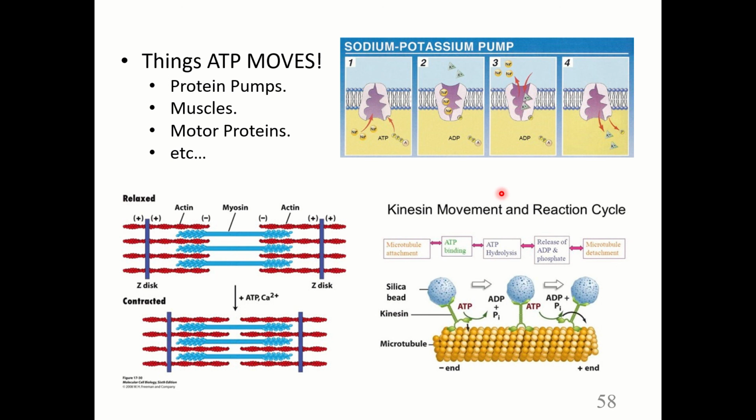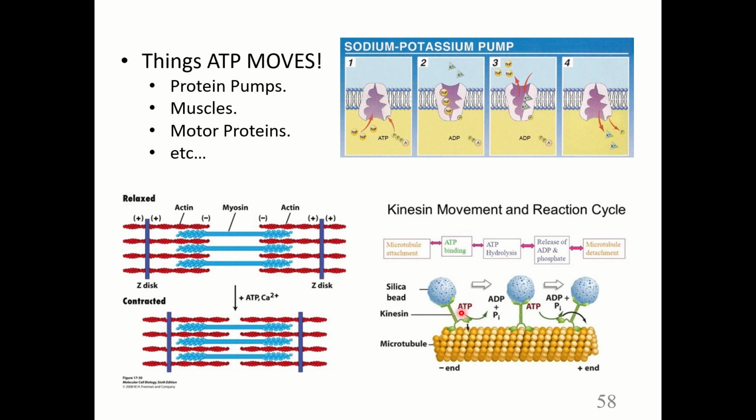Another protein that ATP moves is the myosin in a muscle. All these little heads have to move in order to contract our muscle. And so ATP will act in a similar way as seen here. It will donate its terminal phosphate and cause the myosin heads to move and walk the actin towards the center of this sarcomere, which is the contractile unit of a muscle, shortening our muscles and generating force.